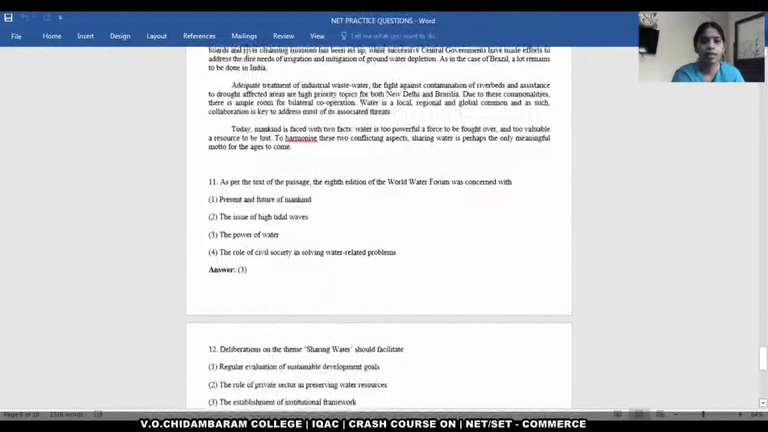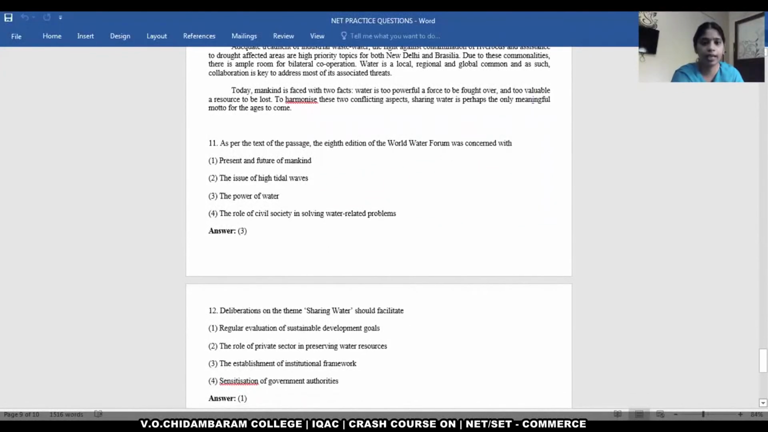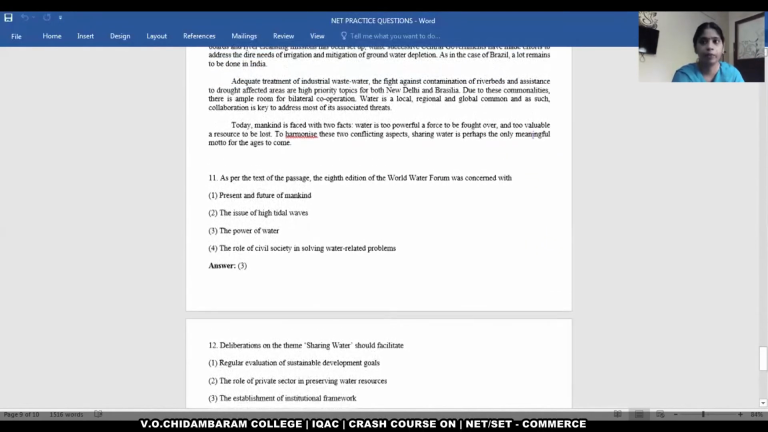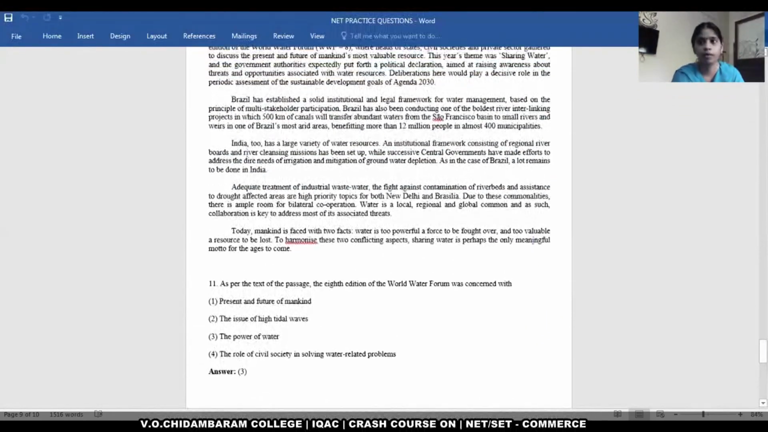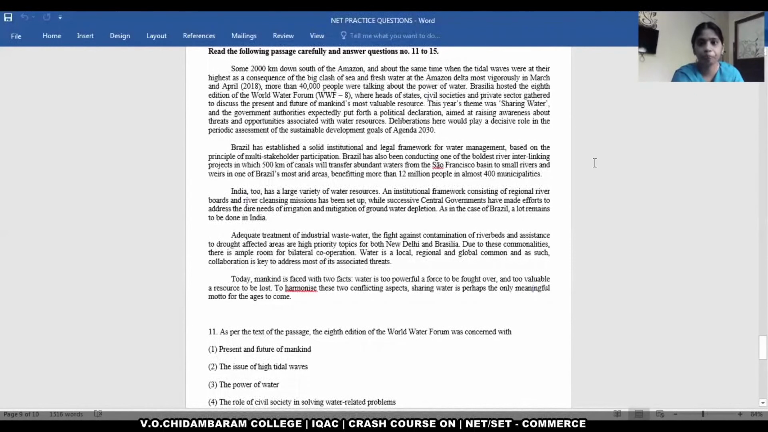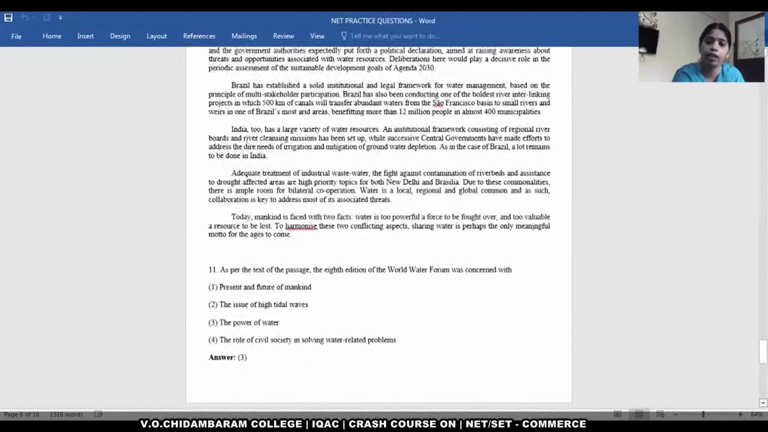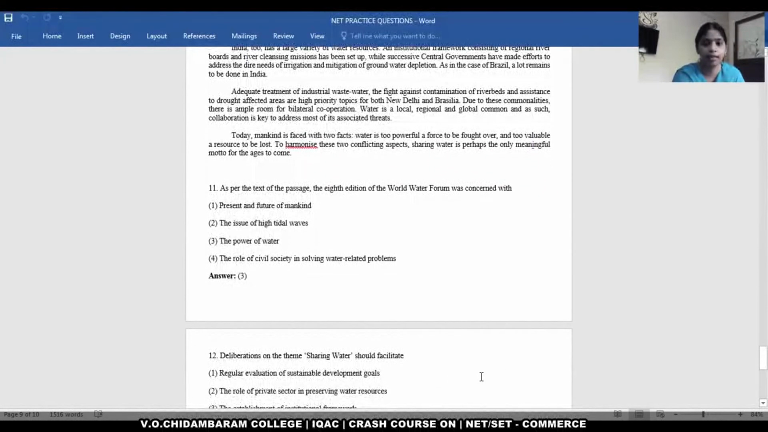Now the next question. Deliberations on the theme sharing water should facilitate regular evaluation of sustainable development goals. Just look at the four options. The answer is the first option. We'll go back, we'll skim, we'll read the passage shortly, a quick reading. So deliberations here would play a decisive role in the periodic assessment of the Sustainable Development Goals of Agenda 2030. So here we have the answer, Sustainable Development Goals.